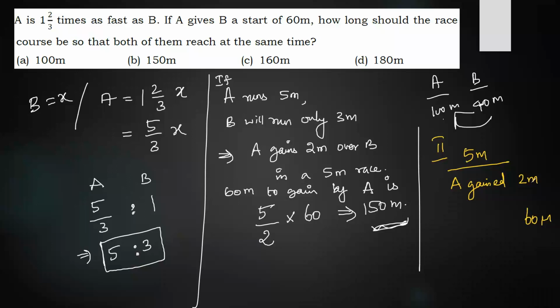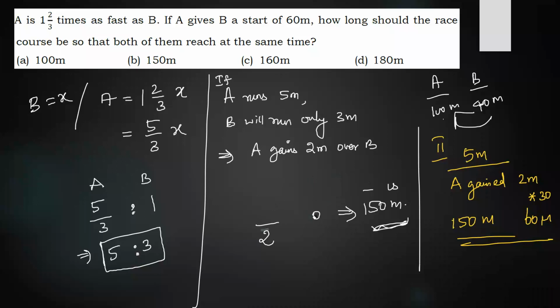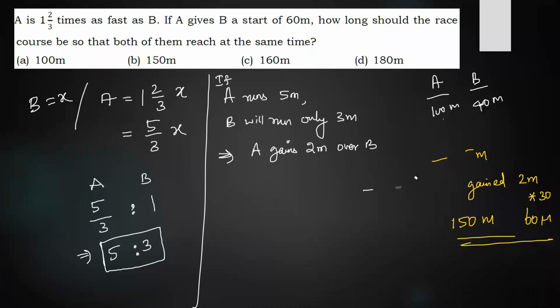Second method: for a 5 meter race, A gained 2 meters. Okay. For a 5 meter race, A gained 2 meters, right? Therefore, for 60 meters, how many should A gain? Okay. So when will 2 become 60? If you multiply by 30, right? If you multiply throughout by 30, you will get 150 meters, right? Is it clear?